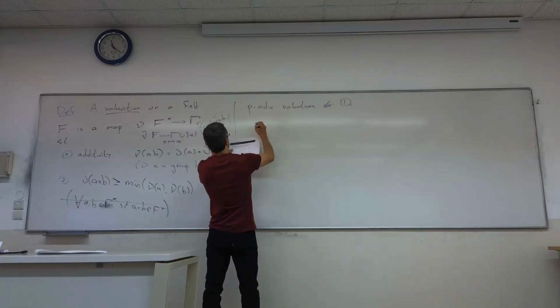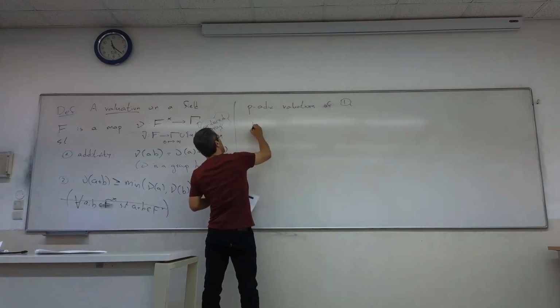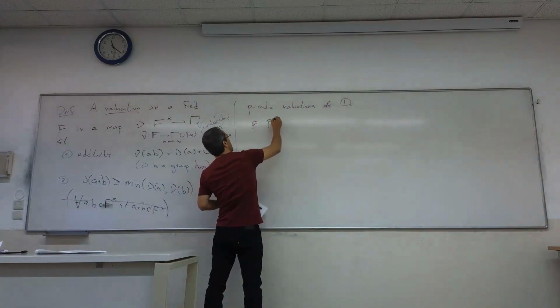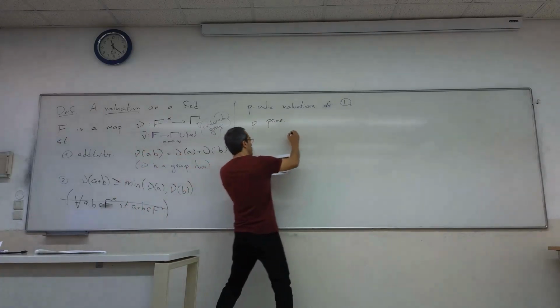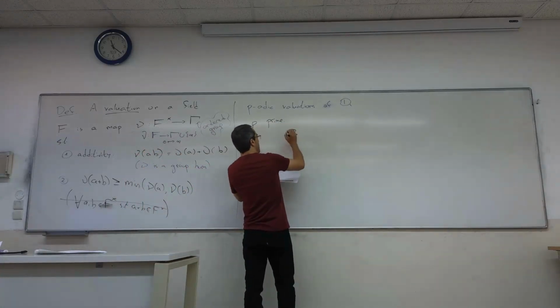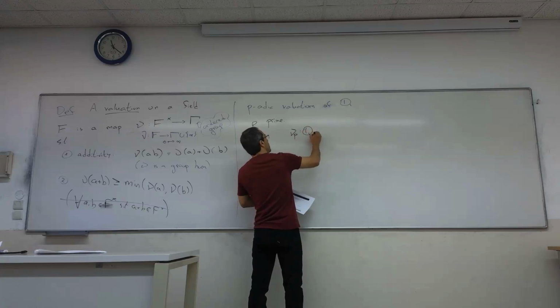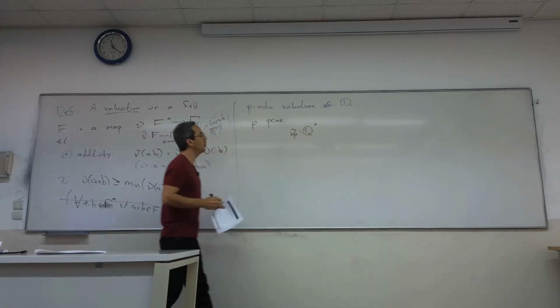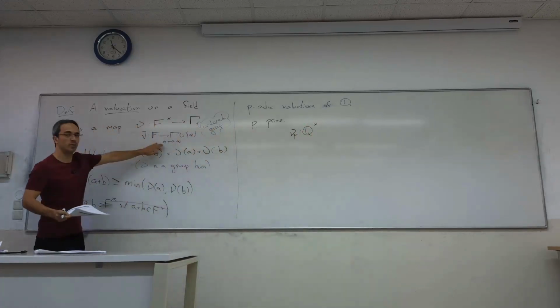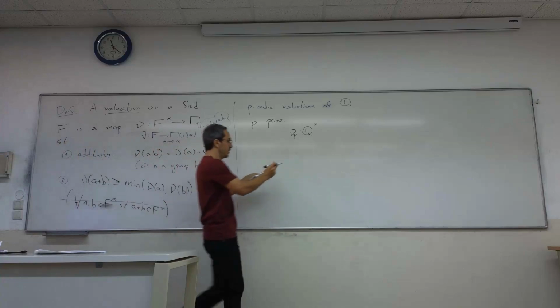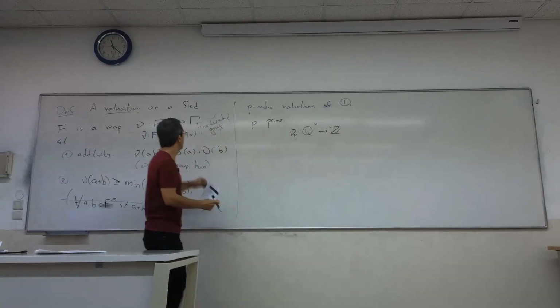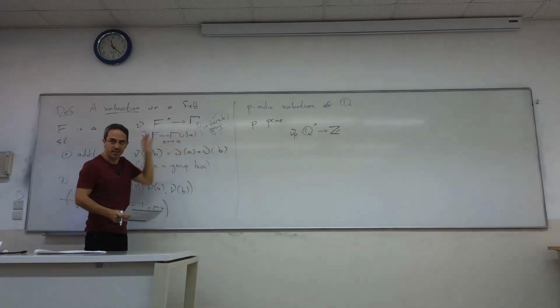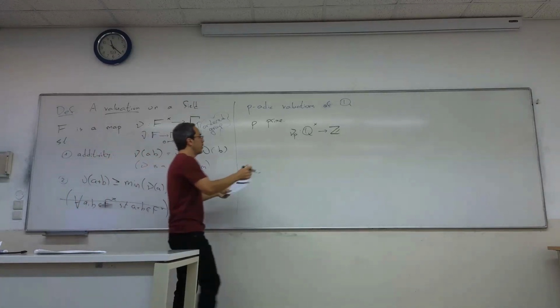So let's fix P prime. And I'm going to define this valuation that takes a non-zero rational number. We know what to do with 0, so a non-zero rational number. I'm going to give you an integer with the usual ordering. So in this case, gamma is the usual Z. And I'm going to do the following.